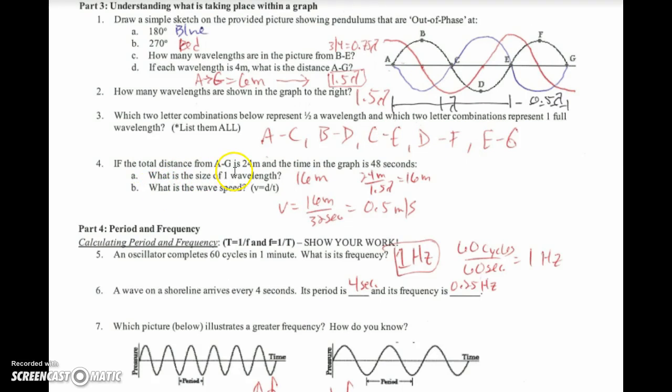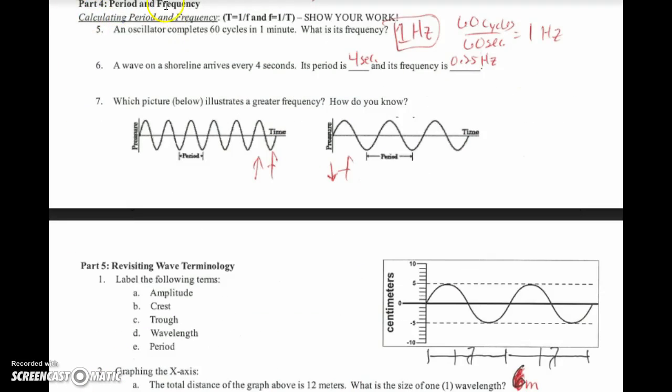So if the total distance A to G is 24 meters, and the time is 48 seconds to go from here to here, what's the size of one wavelength? Well, that's 16 meters. And what is the wave speed? Well, speed is going to be 16 meters divided by 32 seconds, or 0.5 meters per second.